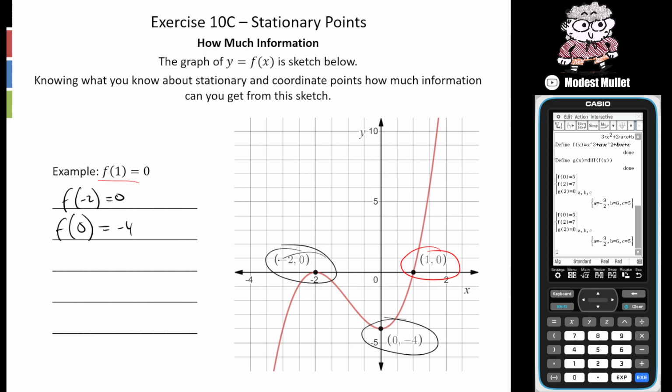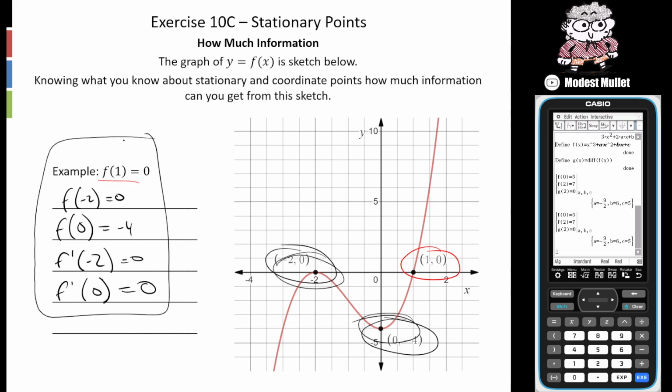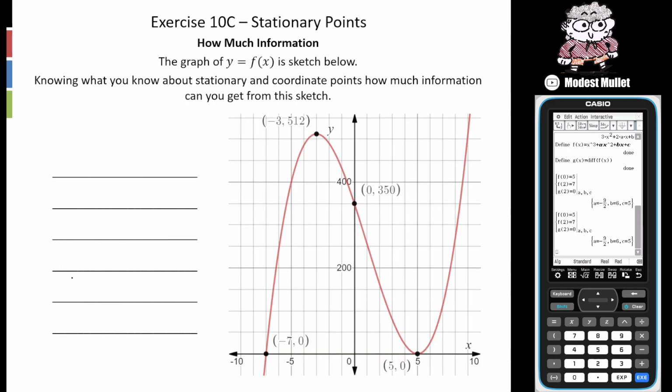Now the other thing I can tell, both of these 2 points, they are stationary points. The gradient is 0. So I could say that the derivative at negative 2 is equal to 0, and the derivative at 0 is also equal to 0. So from this cubic, there's actually 5 bits of information I can write down about it, just by recognizing coordinates and also recognizing any key points or stationary points, which is where the gradient is equal to 0.